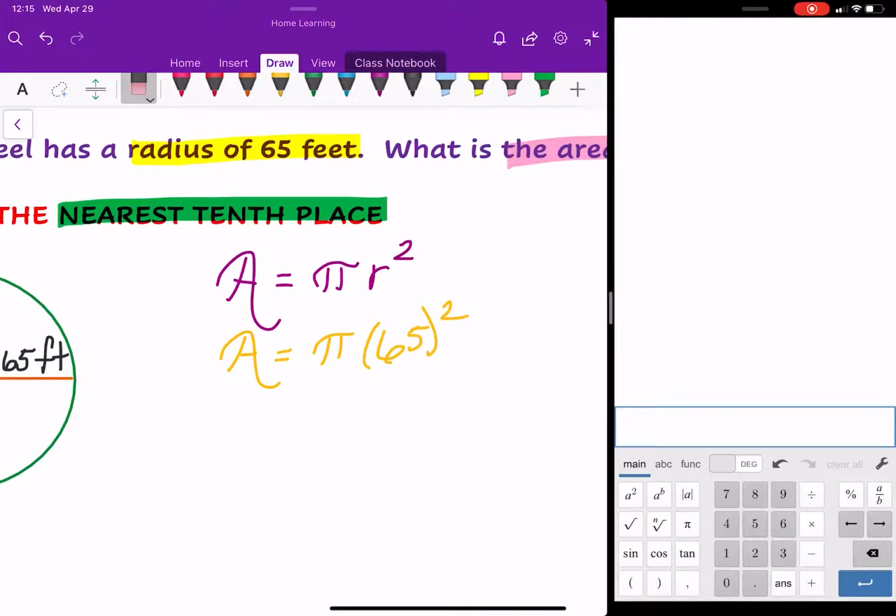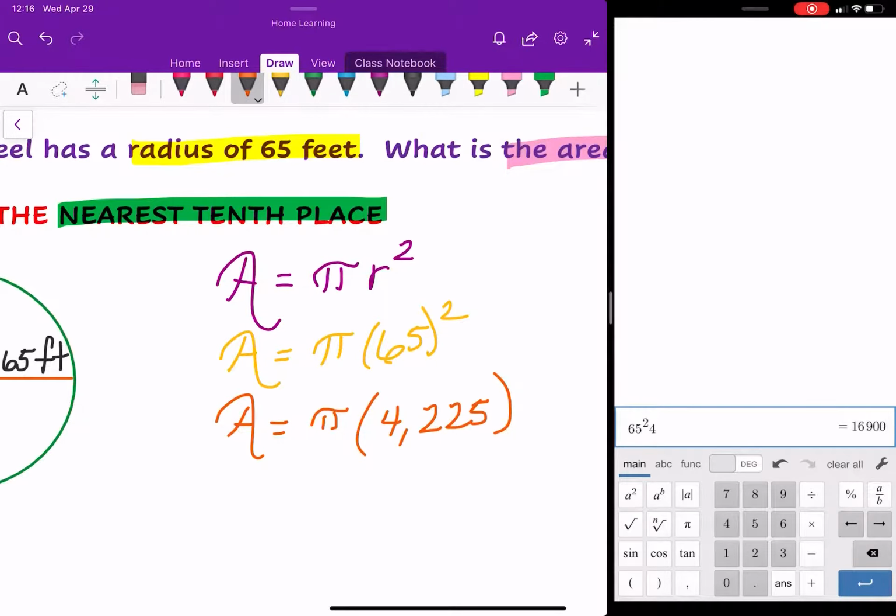All right, so 65 squared. We got 65 on the left side. We use the A to the square button. And it tells us 65 squared is equal to 4,225. So I'm going to come back to my screen on the left and write that in just because it's a lot of numbers. So now we have A is equal to pi times 4,225.